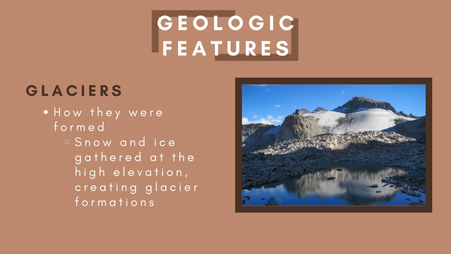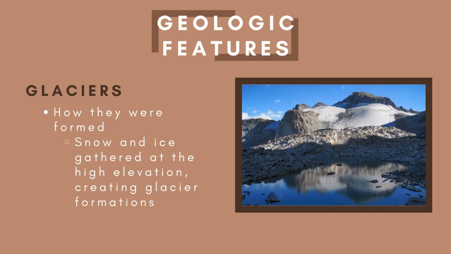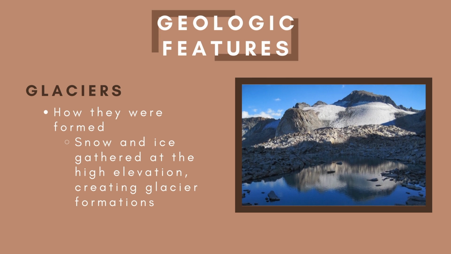Our first notable geologic feature would be glaciers. These glacier formations were formed when snow and ice gathered at the high elevation of the mountains. To put this into perspective, the USDA shows in their geologic and climatic history of California that Yosemite can range up to 13,000 feet in elevation, and the lowest recorded temperature is around 21.1 degrees Celsius.